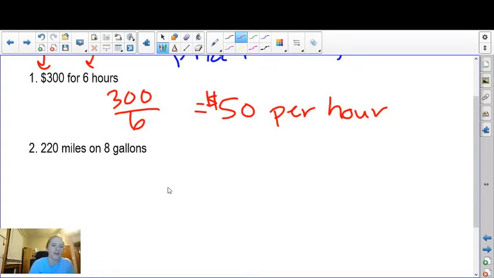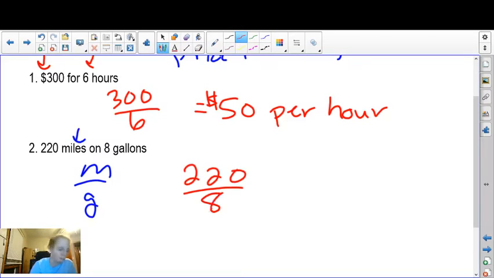220 miles on 8 gallons. Again, since my miles came first, my miles goes on top, and then gallons came second, so gallons goes on the bottom. So 220 divided by 8. And that gives me 27.5 miles per gallon.